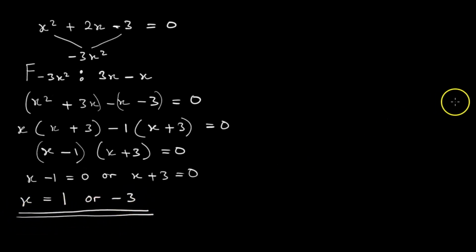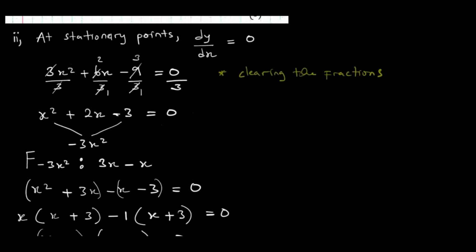And so from this point, if we are to be honest, this was O level. So what's important is this particular statement: at stationary points, dy dx is equal to 0.